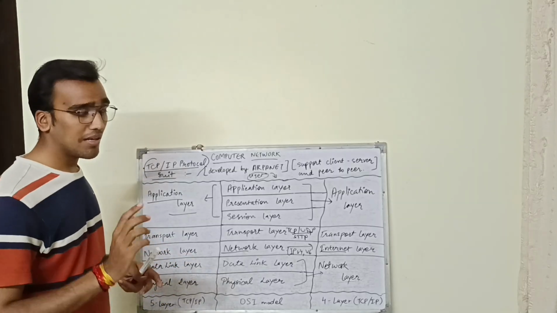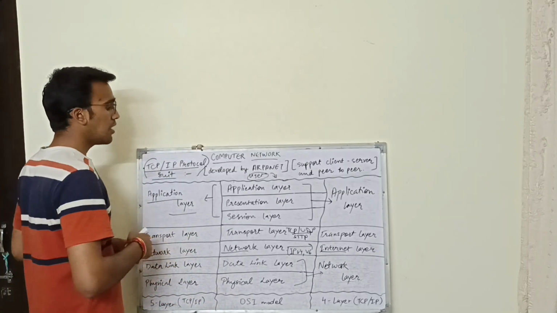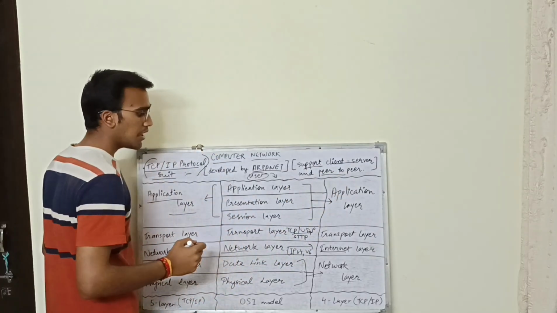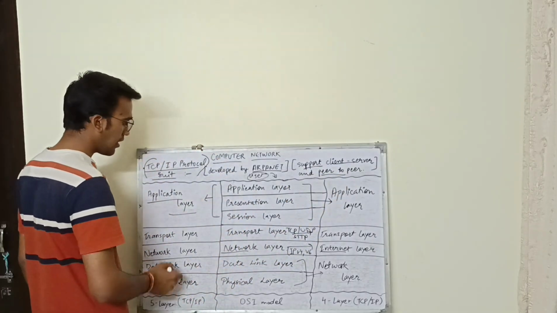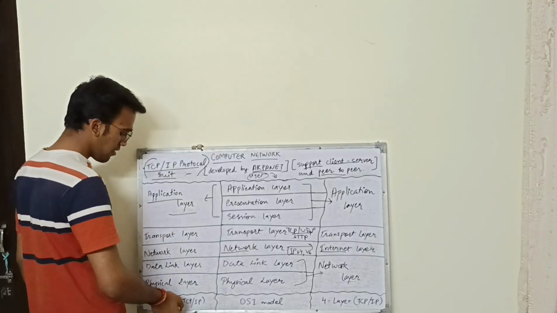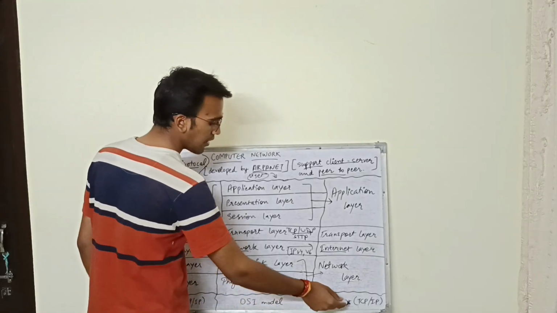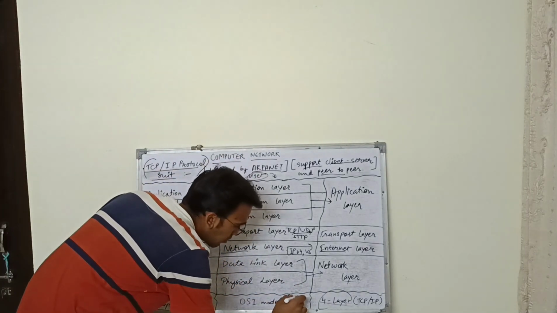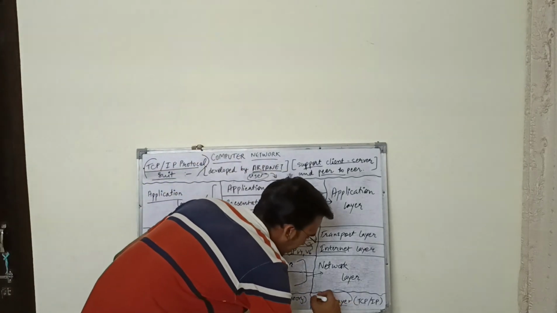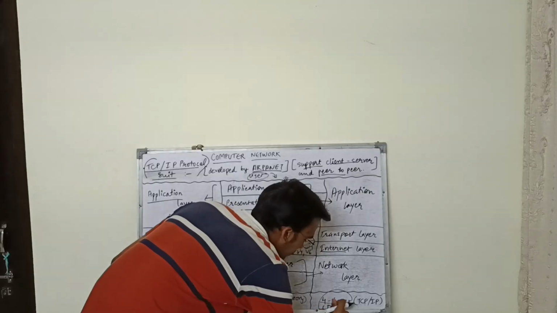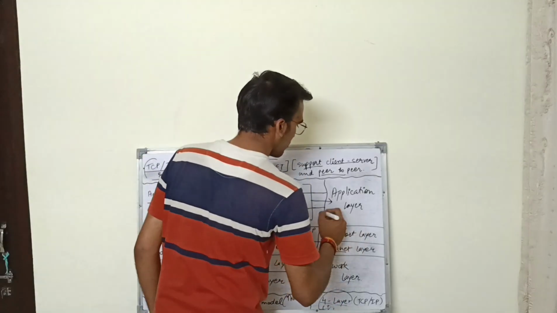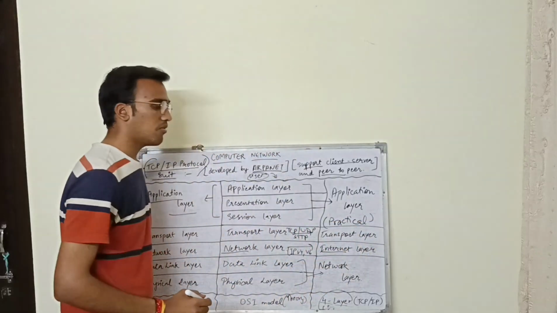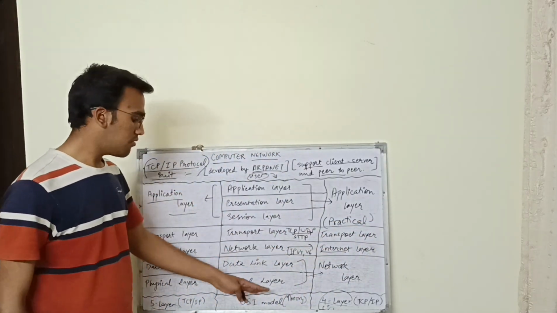Please note down these notes. It is developed by ARPANET. It supports client-server and peer-to-peer data communication. There are 2 types of protocol layer models, 5-layer and 4-layer. The 4-layer one is important. It is practical. We use it from a practical point of view, and we use the OSI model from a theoretical point of view.